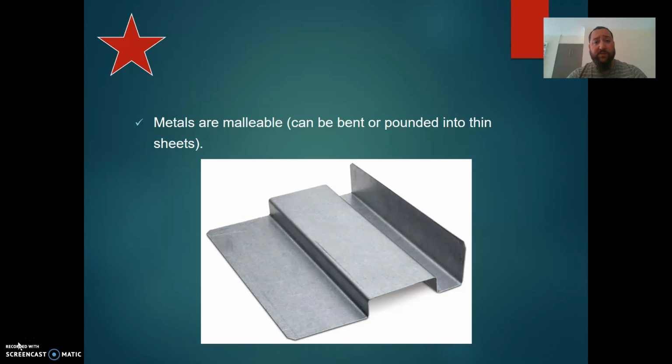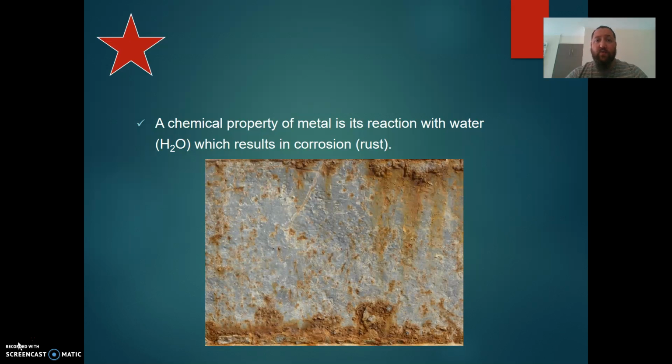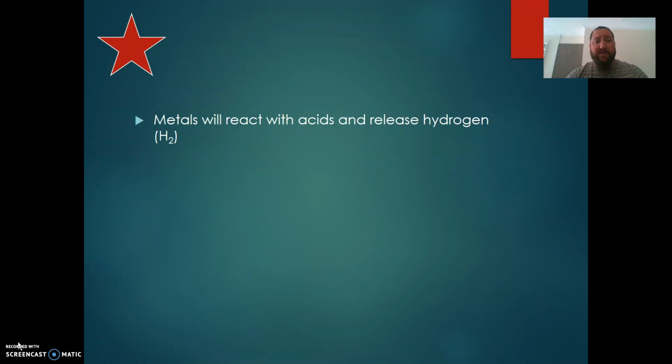The next property of metals is a chemical property. That is, if it's in contact with water, it will undergo a reaction called corrosion or rust. While this isn't a property that we particularly desire, it's one that is important to know about because we need to protect our metals from the exposure to the elements. The last property of metals is that when they're in contact with acids, they will react and release hydrogen gas.